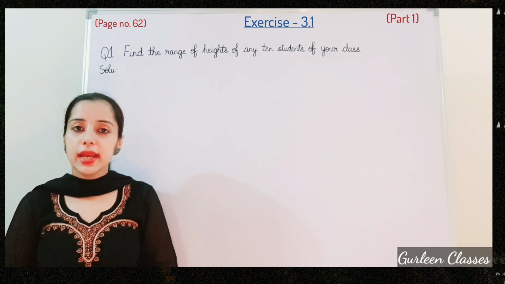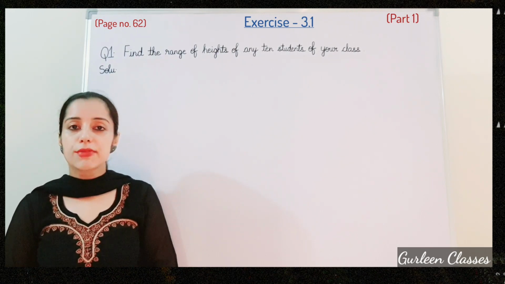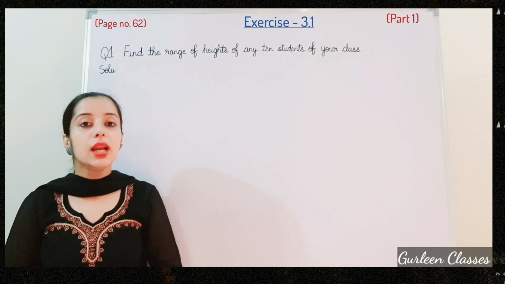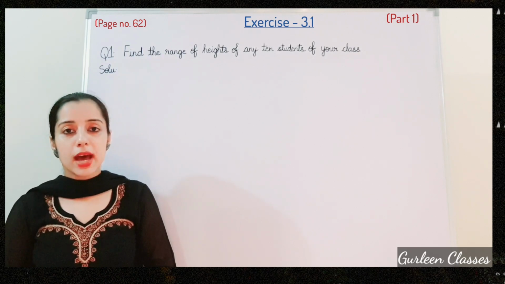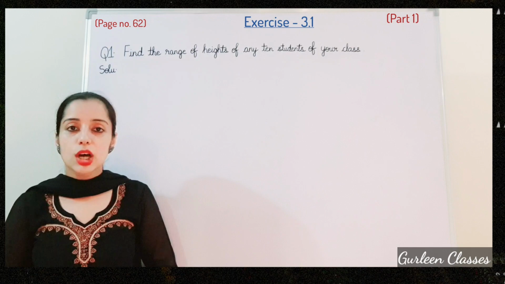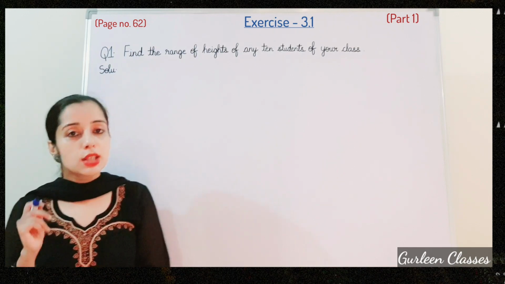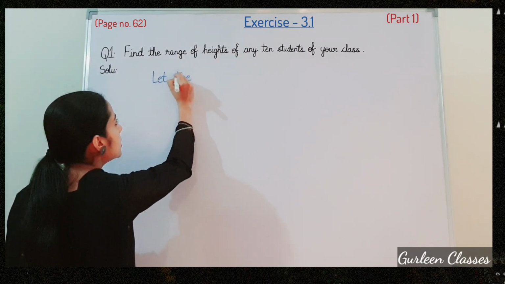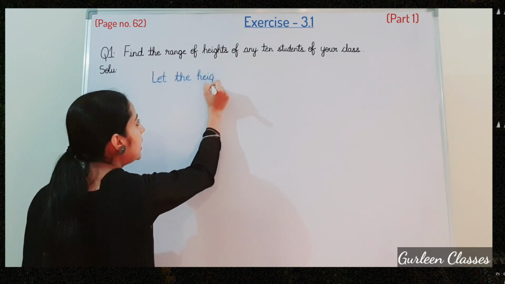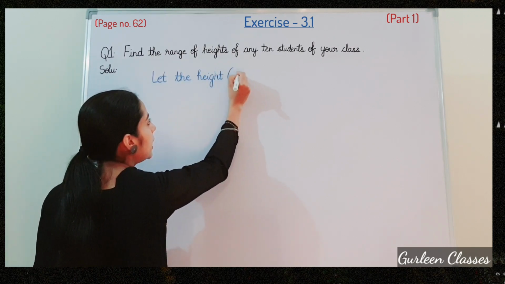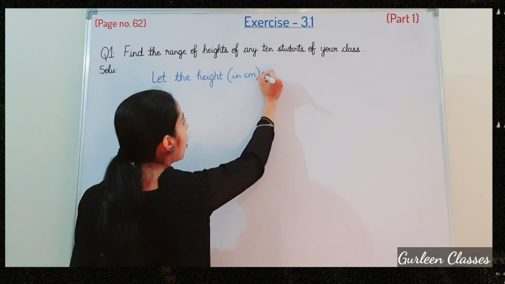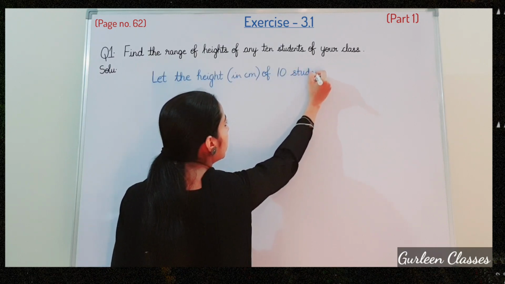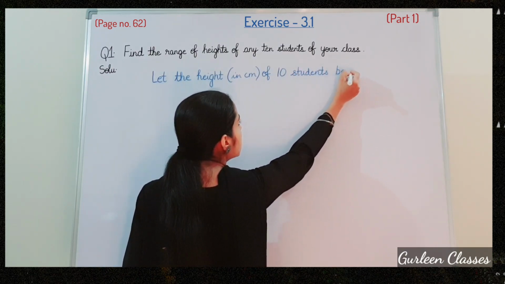Question number 1. Find the range of heights of any 10 students of your class. We have to find the range here, the difference between the highest and the lowest observation. You simply have to subtract H minus L, that is, highest observation minus lowest observation. So the first step, you have to write: let the height in centimeter of 10 students be. We are writing this data on our own.